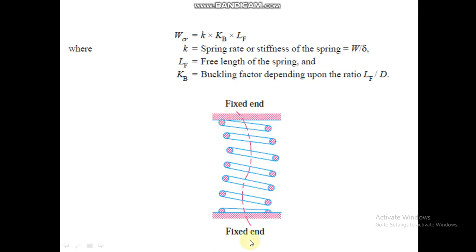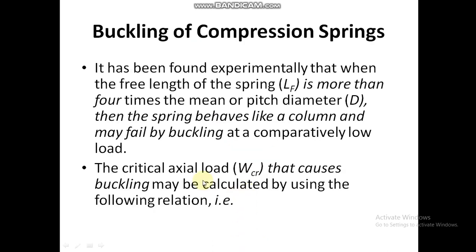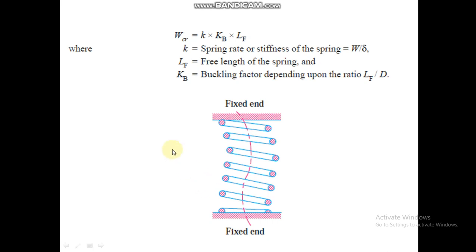If the spring has free length more than 4 times its diameter, then the phenomenon of buckling can happen. The critical axial load that causes buckling may be calculated by using the following relation. So at what load the buckling will happen can be calculated by this relation: K into KB into LF, where K is the spring rate or stiffness of the spring, that is load upon deflection. LF means free length of the spring. KB means buckling factor depending upon the ratio of length and diameter.